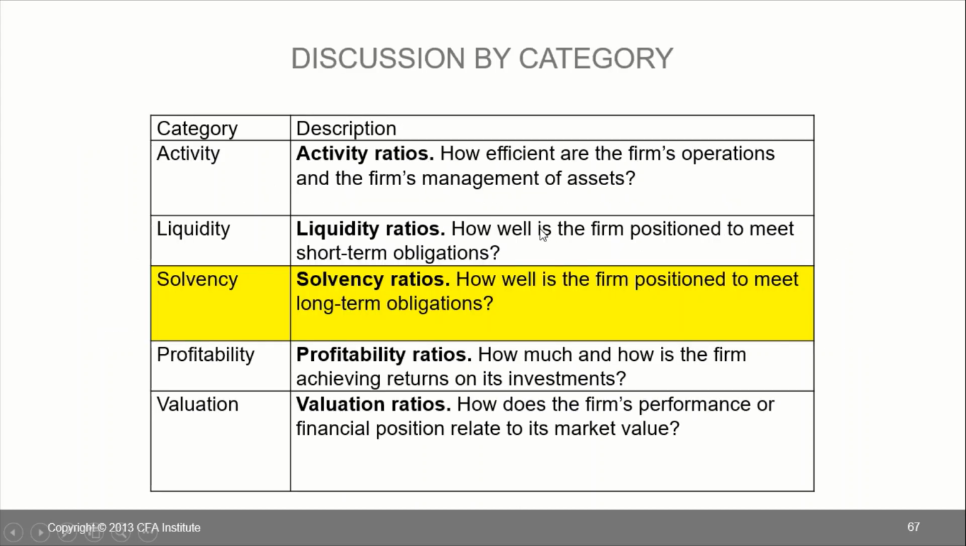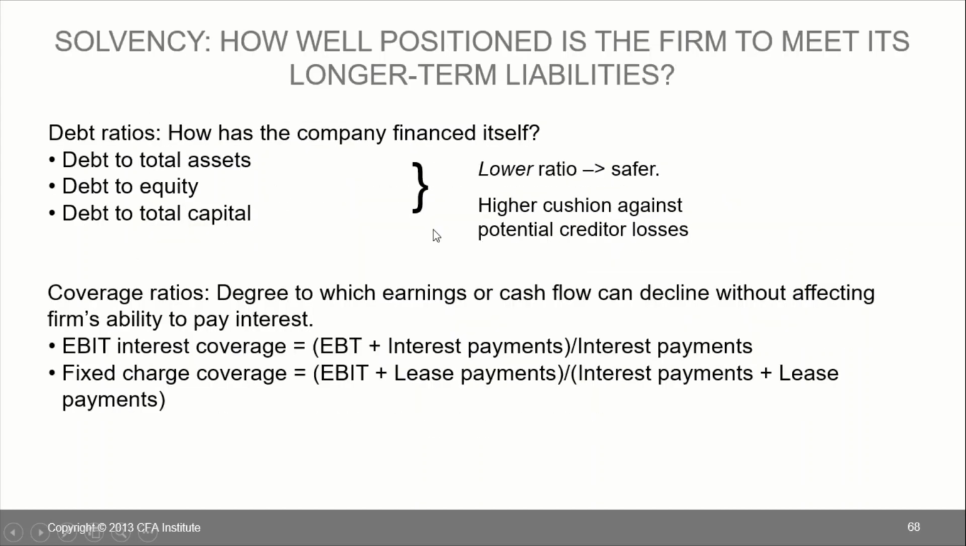Okay, next we have the solvency ratios. So we have the debt ratios. Okay, so how has the company financed itself? Now we have the debt ratios and then the coverage ratio. So the first one is the debt to total assets, and then we have the debt to equity and then debt to total capital. Okay, ang sinasabi dito, the lower the ratio is, the safer.